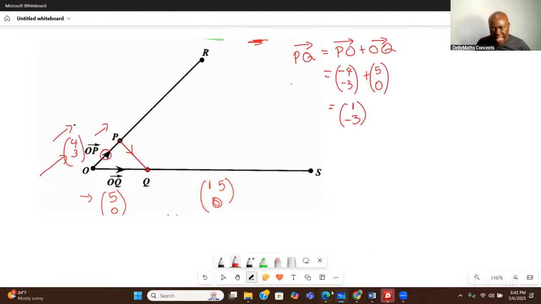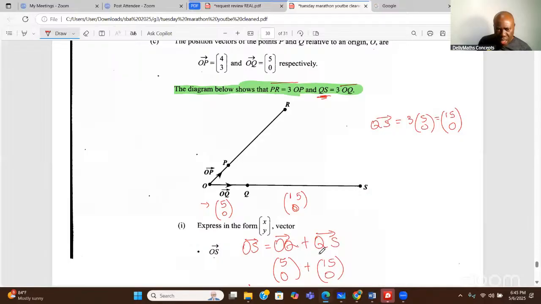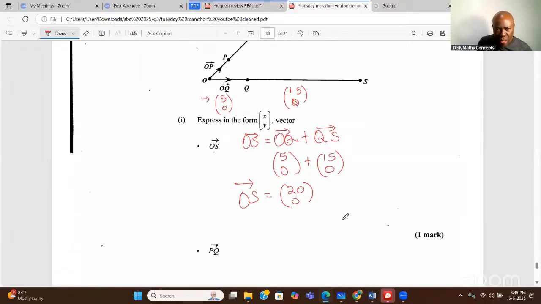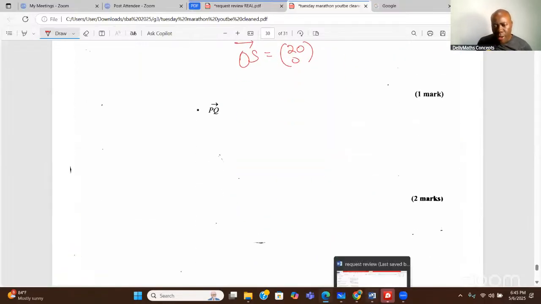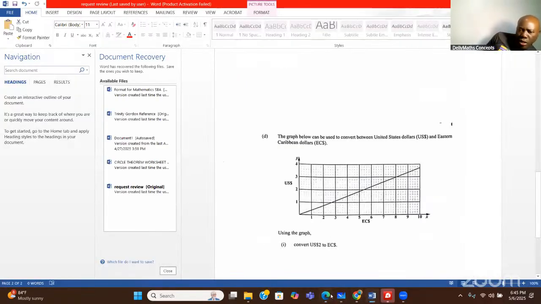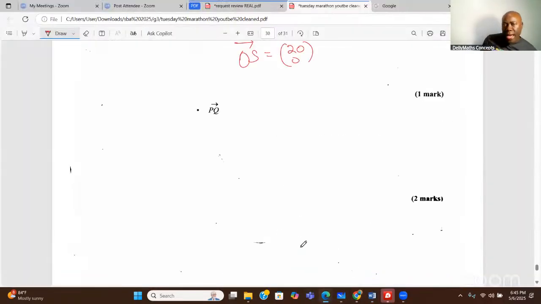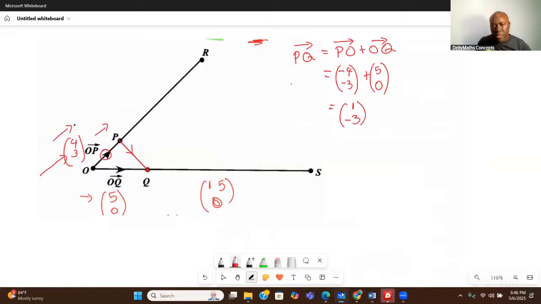Let me see if there was any specific instruction here. Expressing the form, okay, just expressing that form. All right, we're good. So we have the PQ, and we end up getting (1, -3). That's what we got from this working right here. Well done.